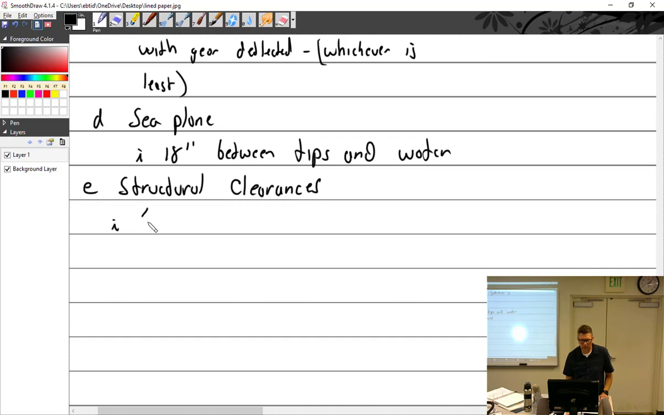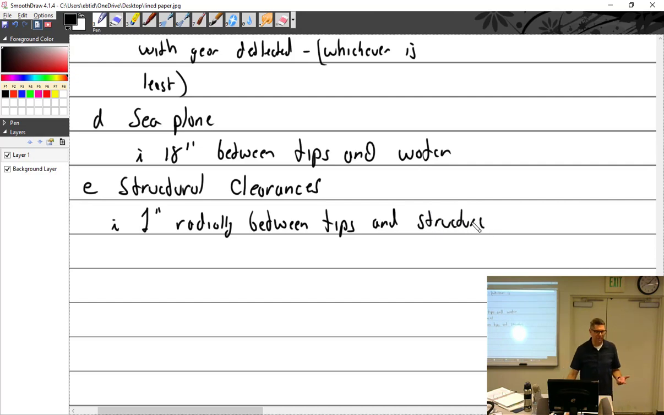So it's 1 inch radially between tips and structure. Like, for example, the picture where the tip came right next to the fuselage. As long as you got a good solid inch, you're fine.